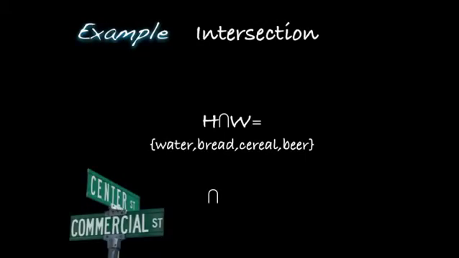The intersection were the 4 things that were redundant. Water, bread, cereal, and beer were listed on both lists. They were listed twice.